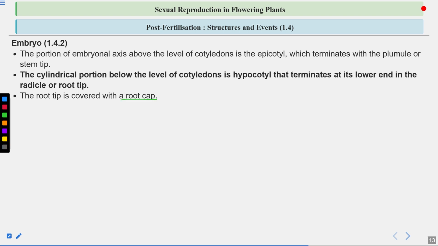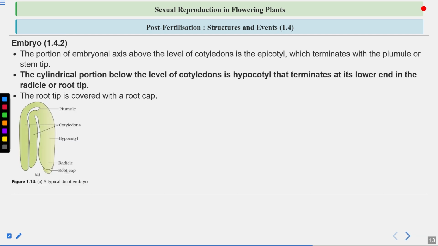Can you show the epicotyl in the diagram? Okay. So plumule, this is the hypocotyl. Now here it is written, the portion of the embryonal axis above the level of the cotyledon is the epicotyl, which terminates with the plumule.